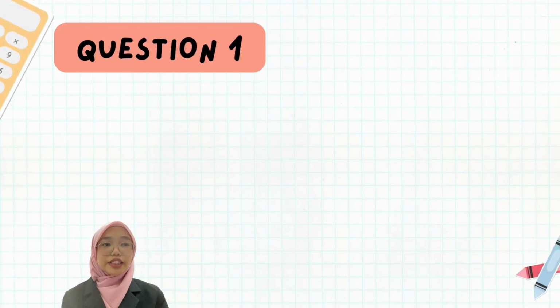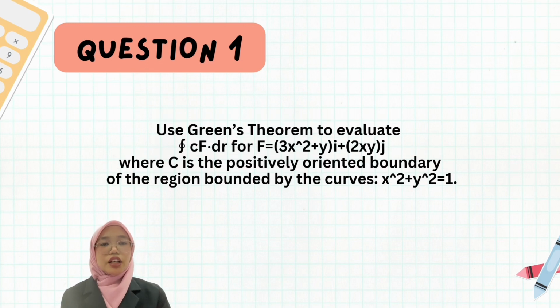So the first question is, use Green's theorem to evaluate the integral over closed curve C of F dot dr for F equal to (3x squared plus y, 2xy), where C is the positively oriented boundary of the region bounded by the curve x squared plus y squared equals 1.